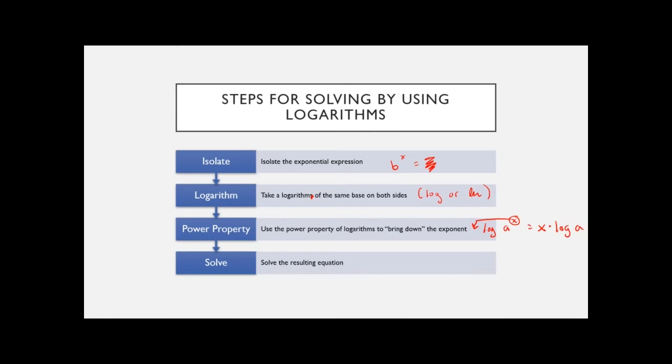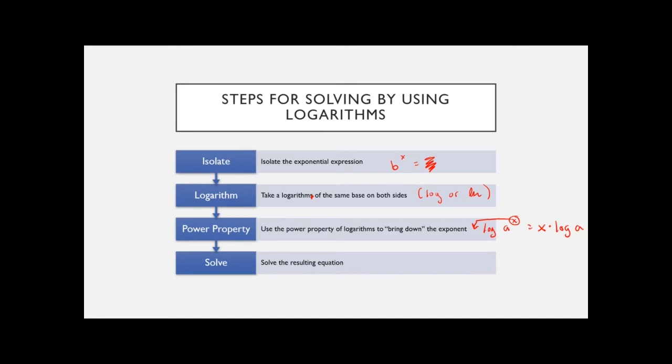And then once you've done that, you just solve. And you just solve for x or t or whatever your variable is using the same techniques that we know. Add and subtract on both sides, divide or multiply on both sides. The same solving steps that we've been basically doing the whole class.